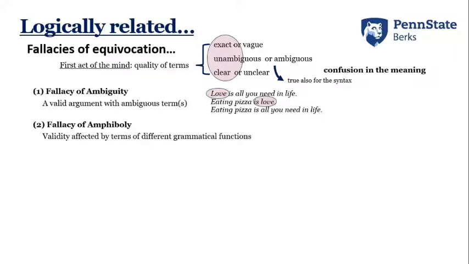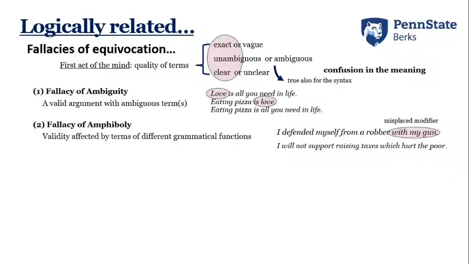Fallacy of amphibole: the validity is affected by terms of different grammatical functions. So if I were to say, I defended myself from a robber with my gun, we're not quite sure exactly who we're talking about with my gun. This is a misplaced modifier. In other words, did I use my gun to defend myself from the robber, or did the robber have my gun? And did I have to defend myself from the robber who had my gun?